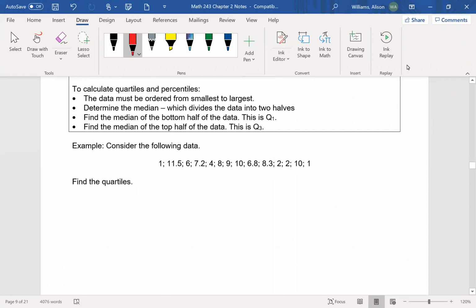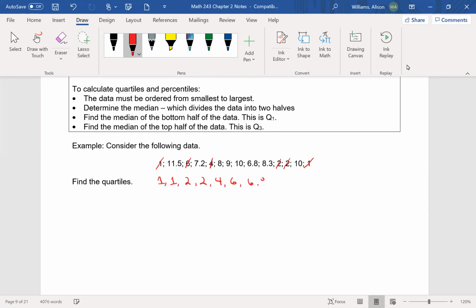We're being asked to find the quartiles, and I notice that the data is not in order. So I'm going to go ahead and put it in order. One is going to be that one, but I have another one here at the end. So there we go, we have two ones. We have a 2 here and a 2 here. 4 looks like is next. No 5s. 6 though.